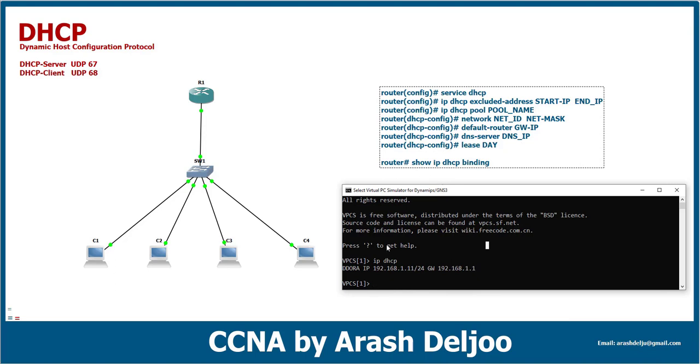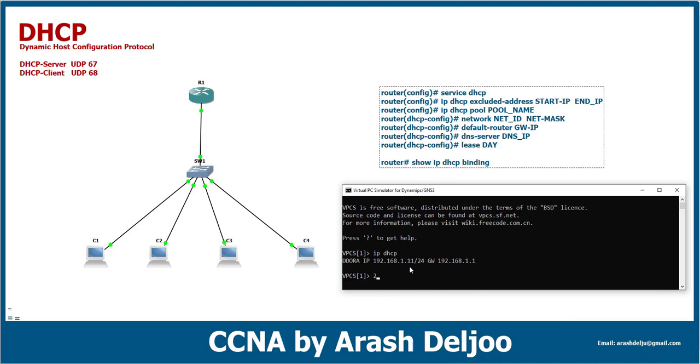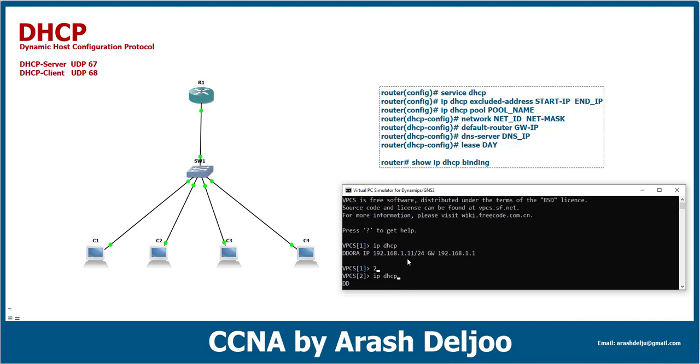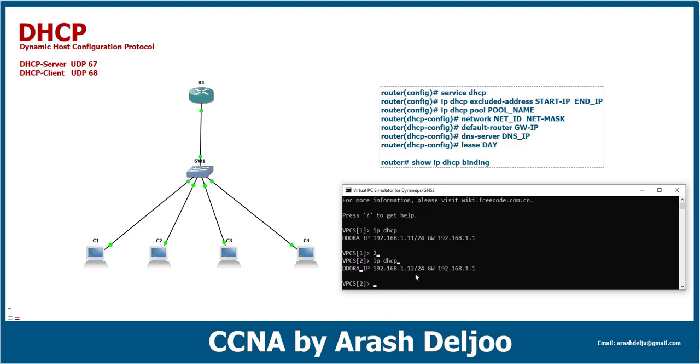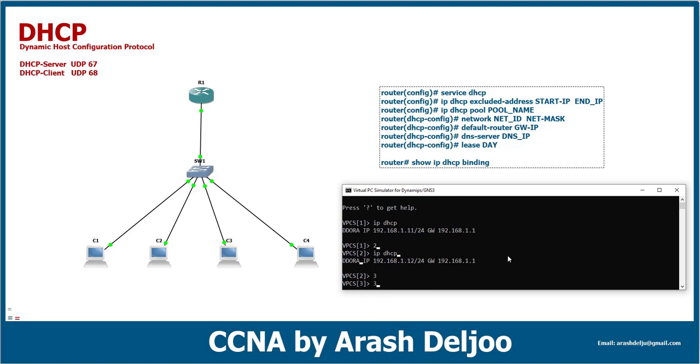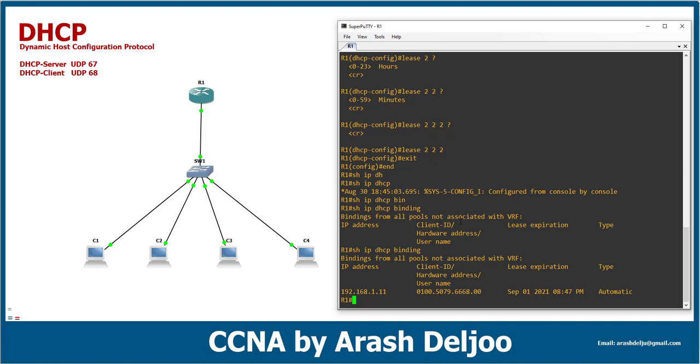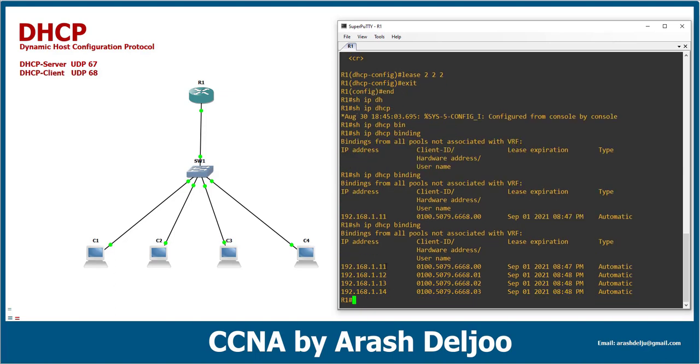After that, for example, about the next PC, PC2, again ip dhcp. 192.168.1.12 should be assigned. Okay. After some seconds, DORA process. As you can see, yes, 192.168.1.12. PC3, 192.168.1.13, /24. After some seconds. Very good. Okay, yes. Now PC4, again the same process. Because of that, now in the DHCP server, in show ip dhcp binding, you can find 4 IP addresses that we have in the systems.